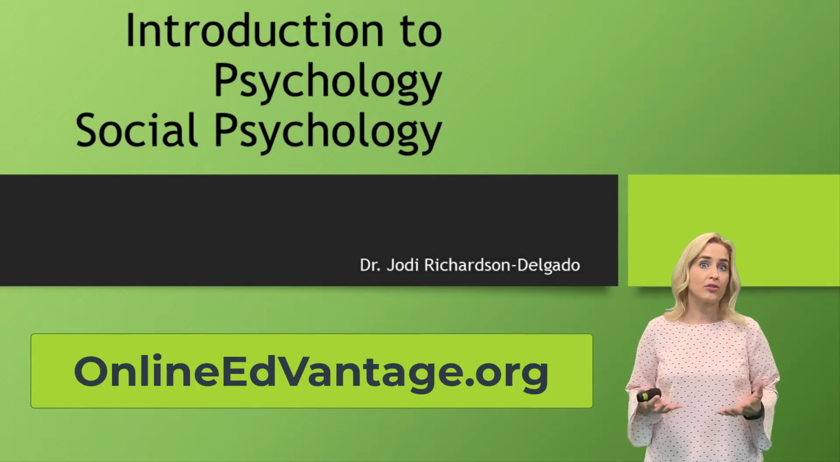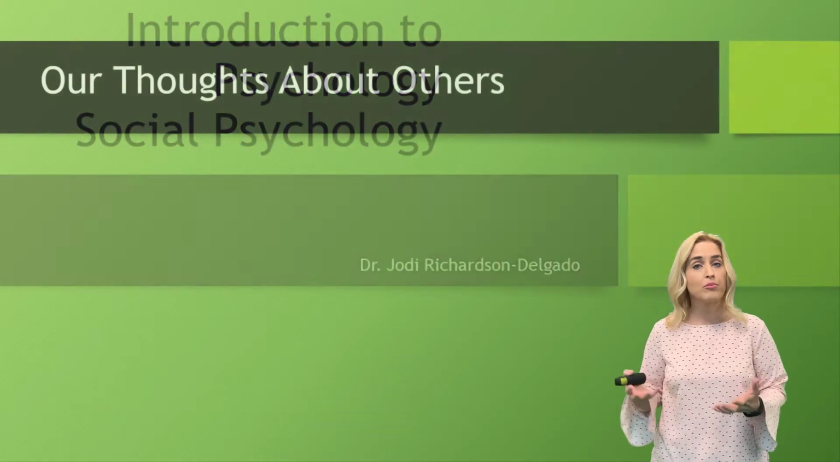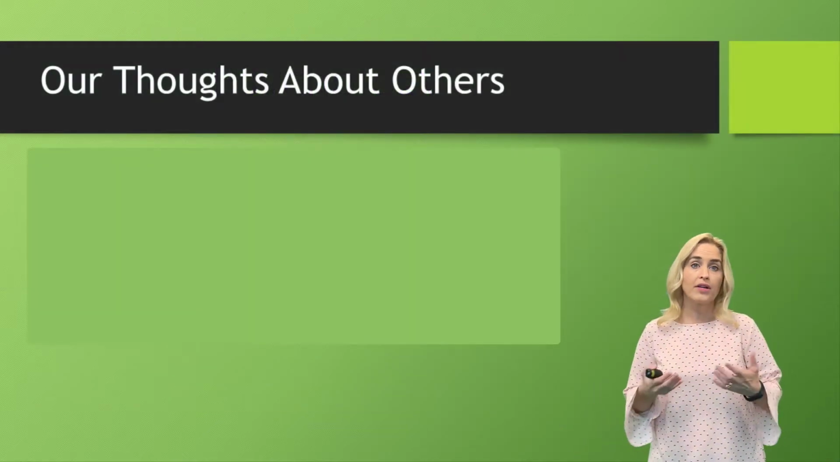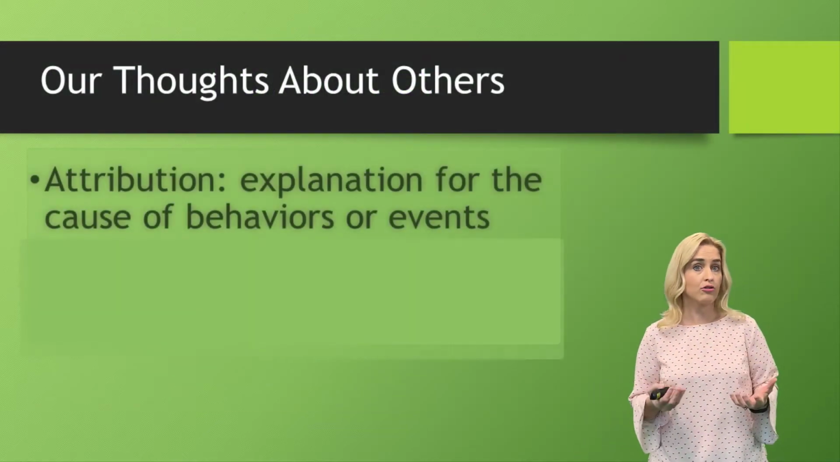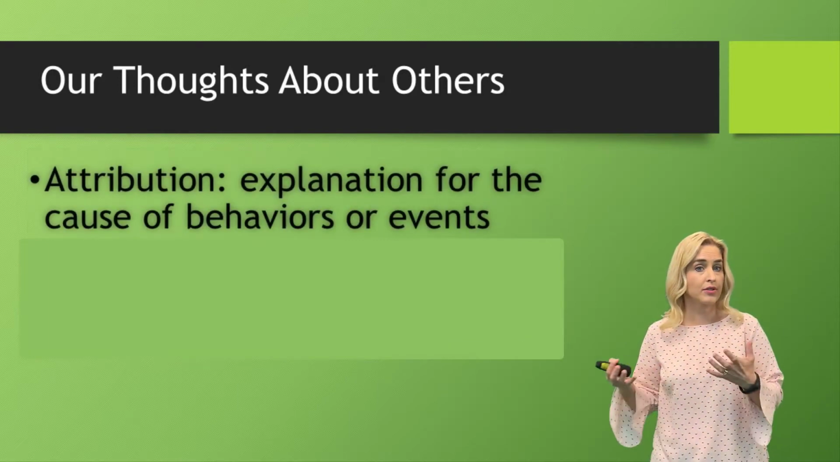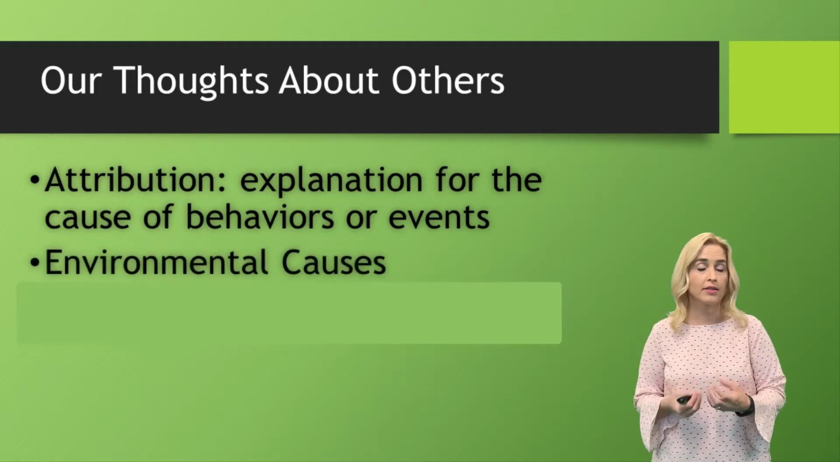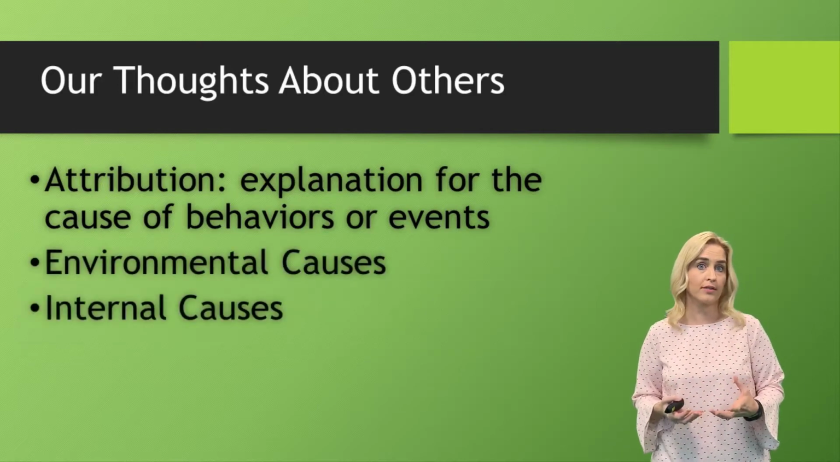Today we're going to be talking about social psychology. Some of the reasons that students take Psychology 101 is because they want to know why people do what they do. And one of the explanations for that is attributions. Attributions explain the cause of behaviors and events. There's external or environmental causes, and there's also internal causes.